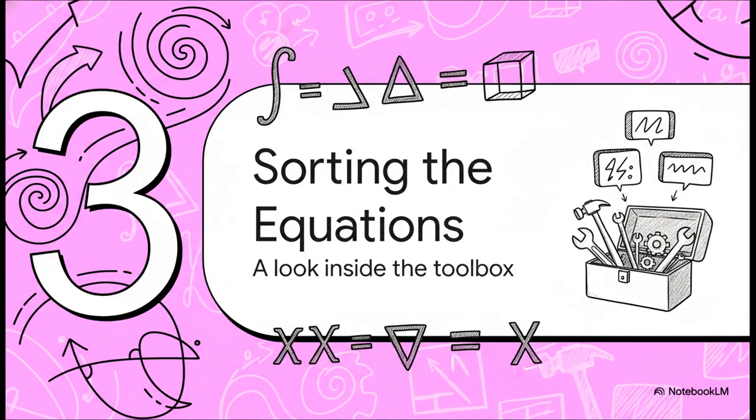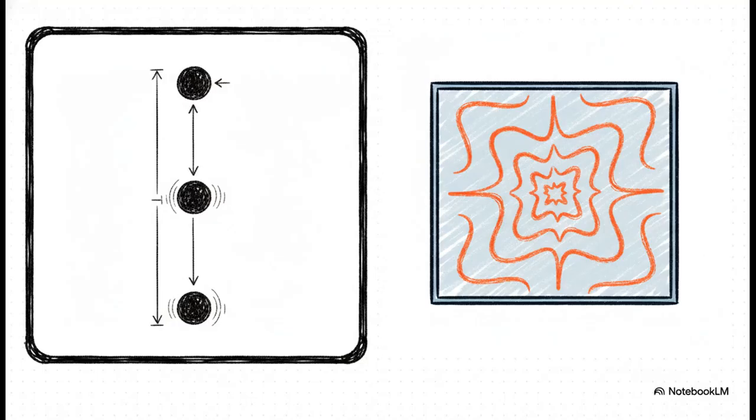Now that we've got the basic idea down, let's see how this thing builds. It turns out there isn't just one type of differential equation. Not at all. Mathematicians sort them into categories to figure out how to solve them. So let's take a quick peek inside the toolbox. Okay, the first big split is between ordinary and partial differential equations. You'll hear people call them ODEs and PDEs.